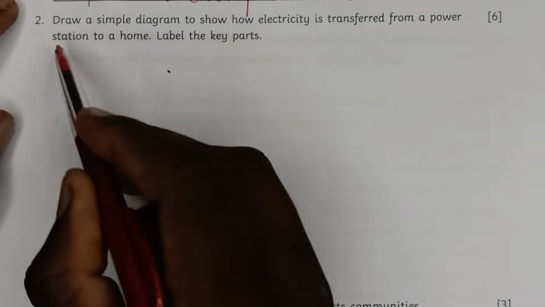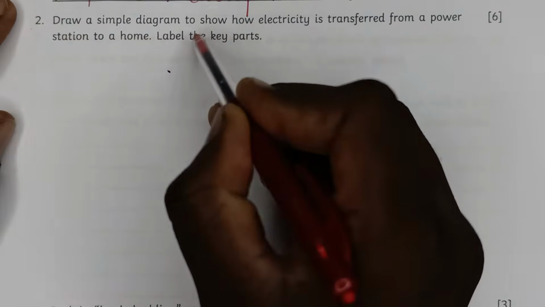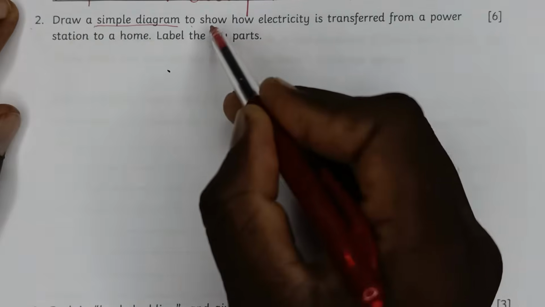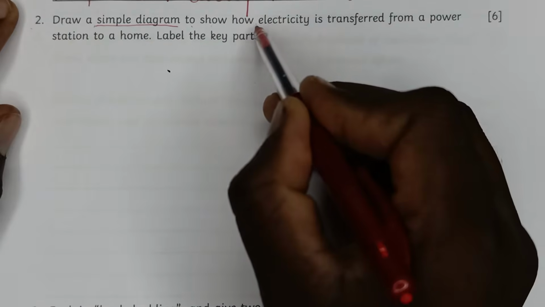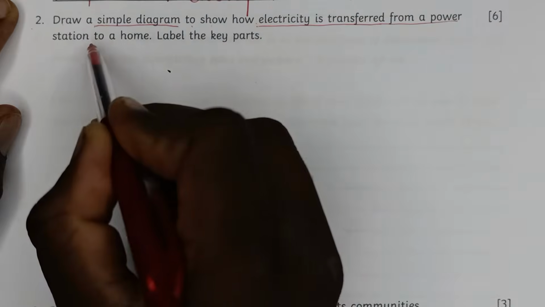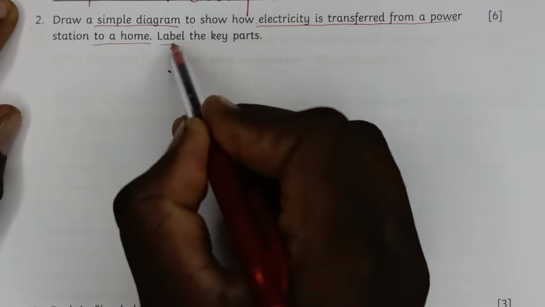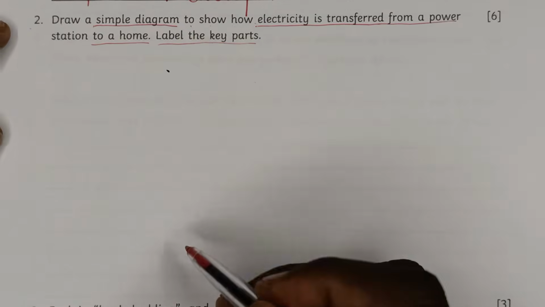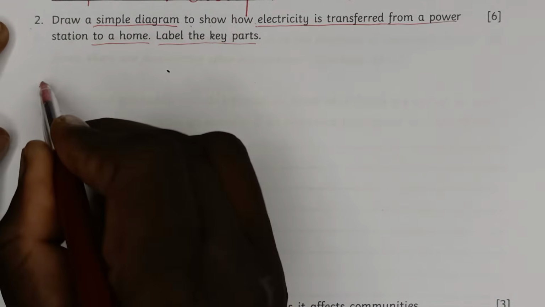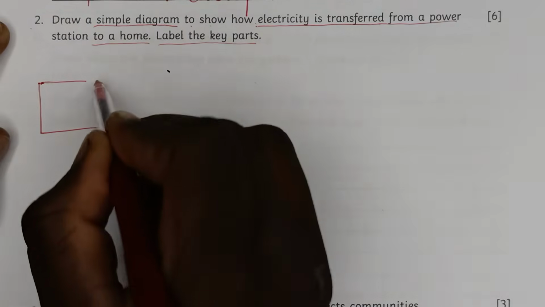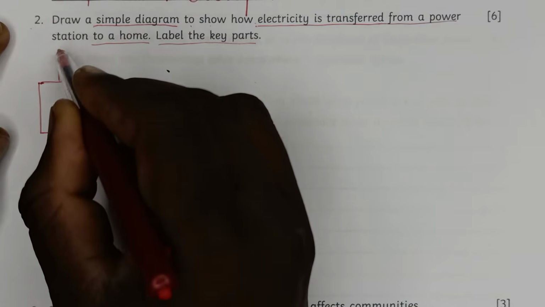Then question 2 says, draw a simple diagram. So we're going to draw here a simple diagram to show how electricity is transferred from a power station to a home, and then you label the key parts. All right, let's start. So this is our power station.